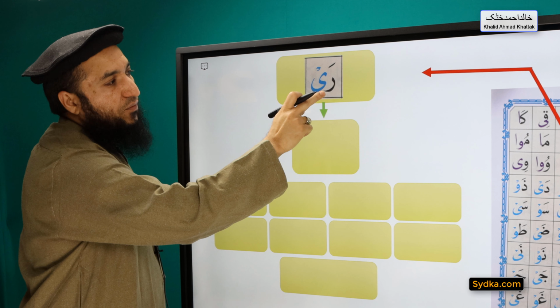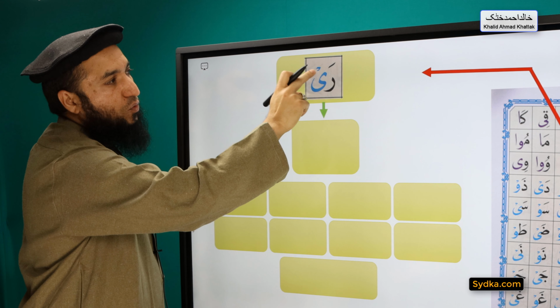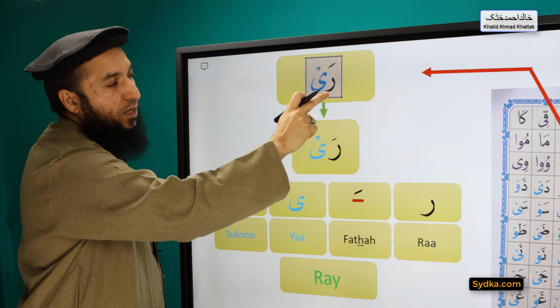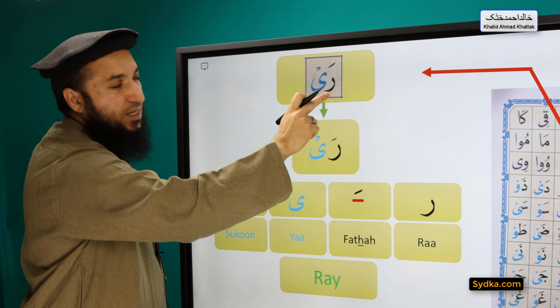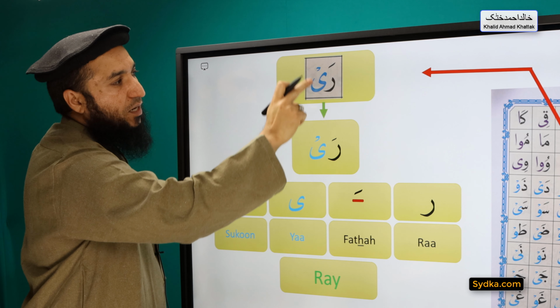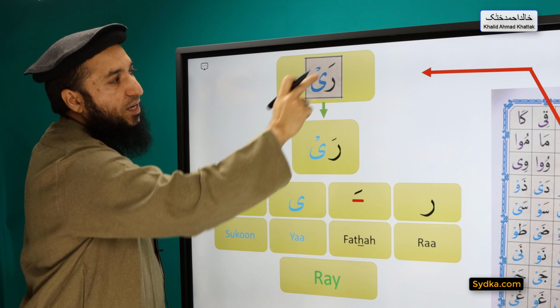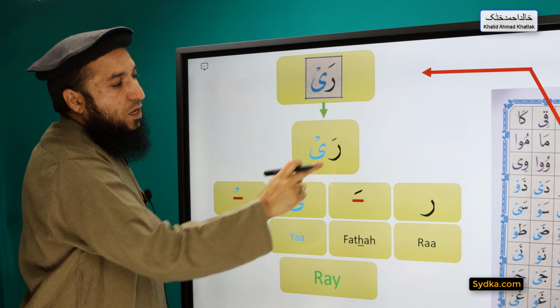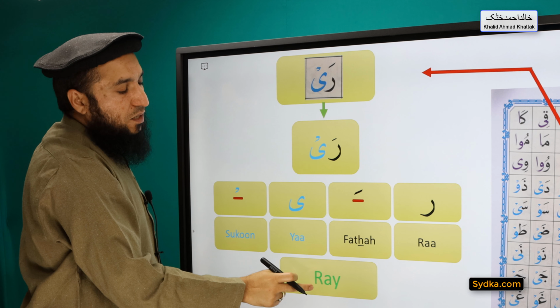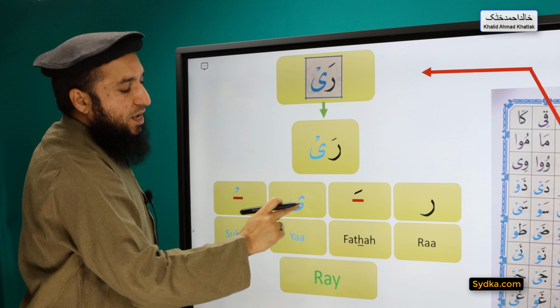The next syllable we have is Ra Fatha Ya Sukoon Ray. Ra is heavy letter in this case. It has Fatha on top of it. It is followed by Ya, and Ya has a Sukoon. Ra Fatha Ya Sukoon Ray.